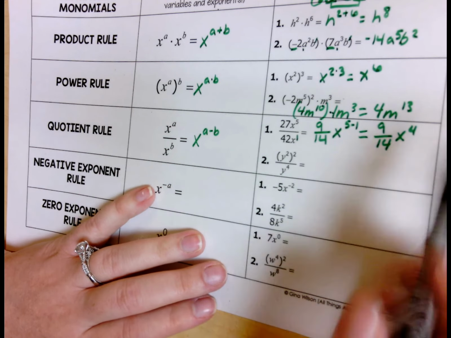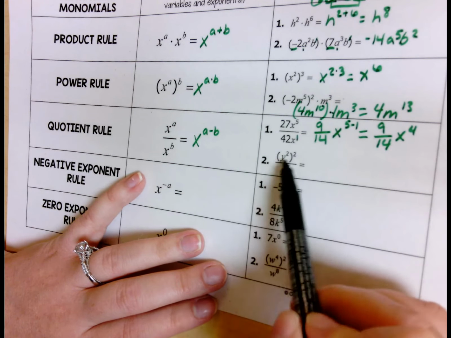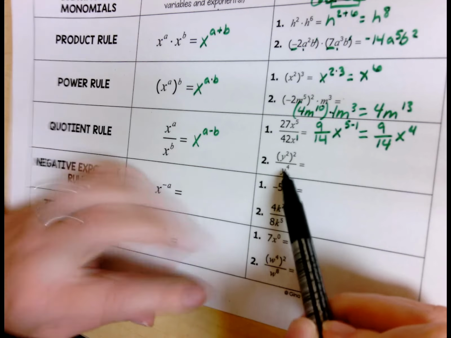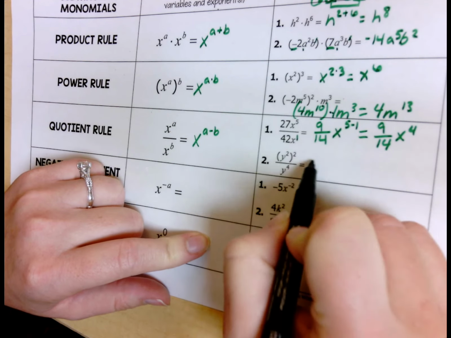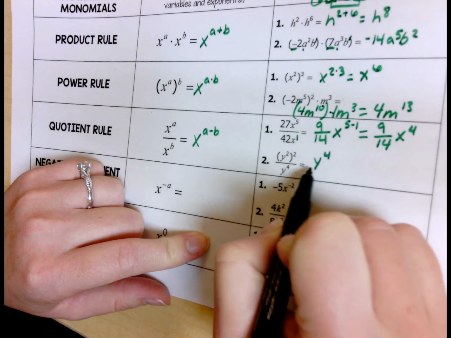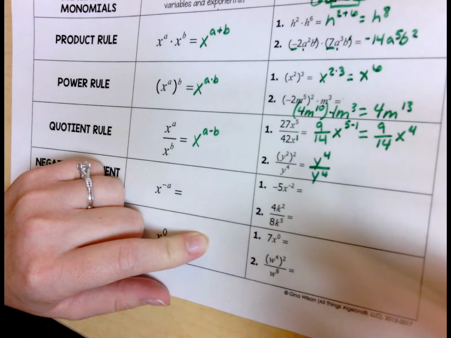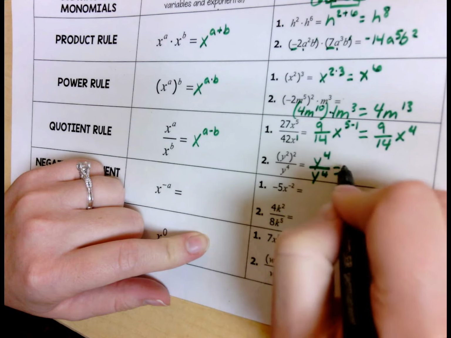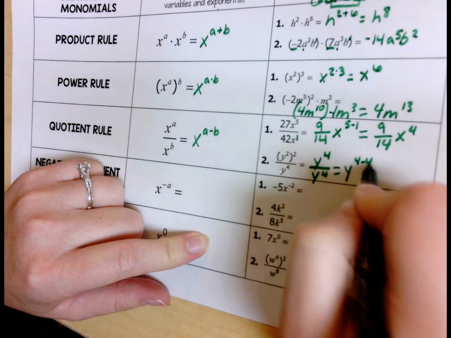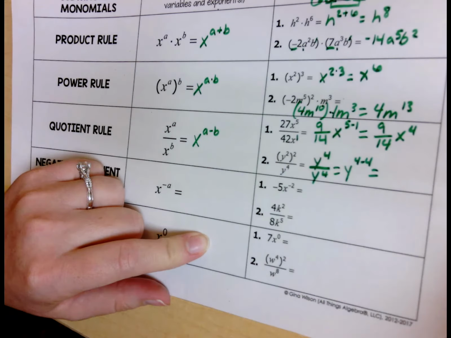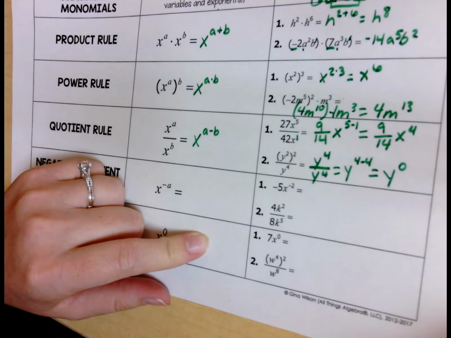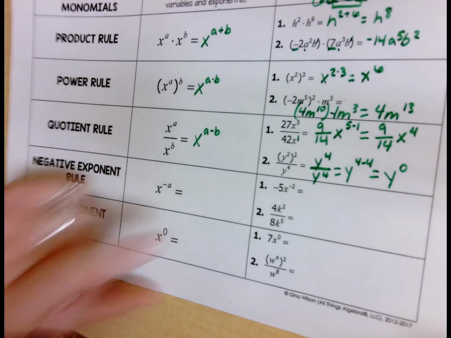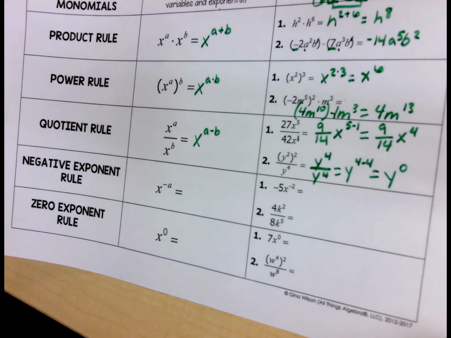Okay. Now, number 2 has an exponent, and then it has division. So remember, we're going to do the exponent first. So y squared raised to the 2nd power is y to the 4th, and then here we have y to the 4th. So we're going to take those two and subtract them, 4 minus 4. So what is 4 minus 4? It's 0, so y to the 0 power. Okay, please leave that 0 there. It's important to know that that is supposed to be there.